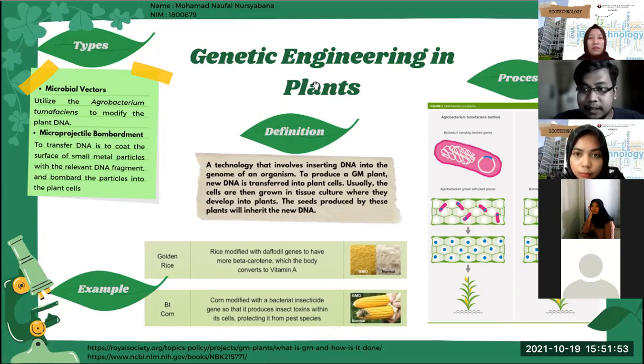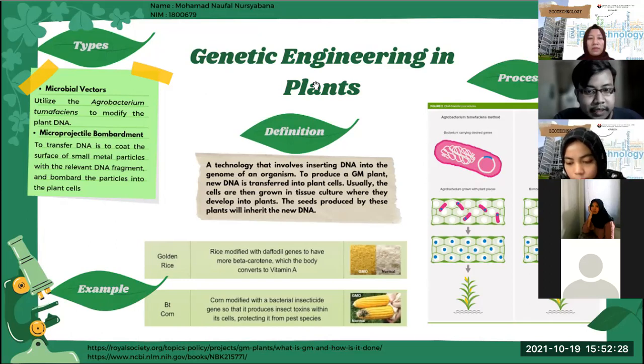For the particle gun method, we collect the desired DNA, load it into the particle gun, and fire it into the plant cell. The cell will process it by itself, and they will produce GM plants after they develop into new plants.